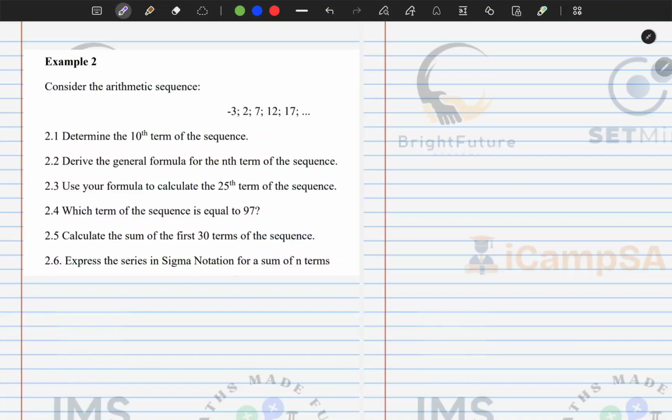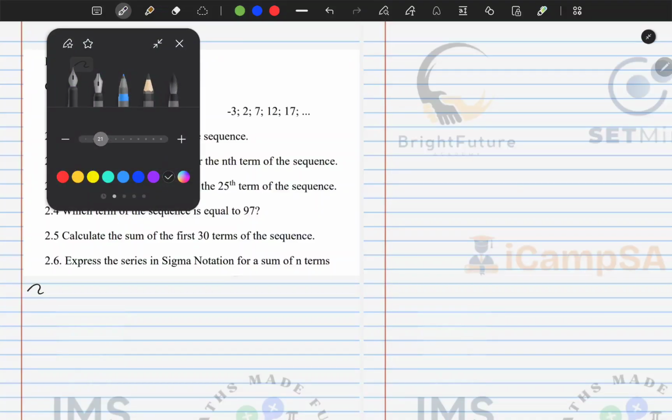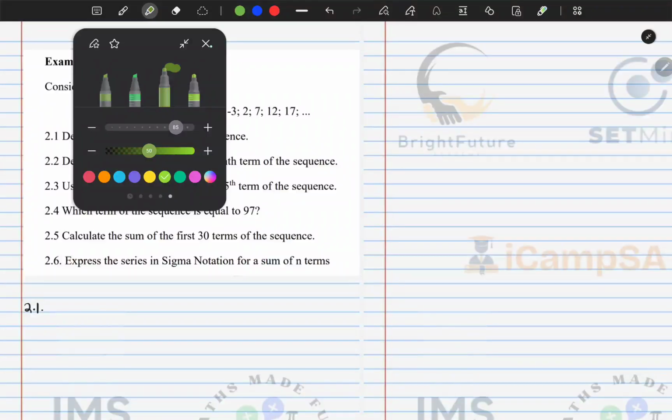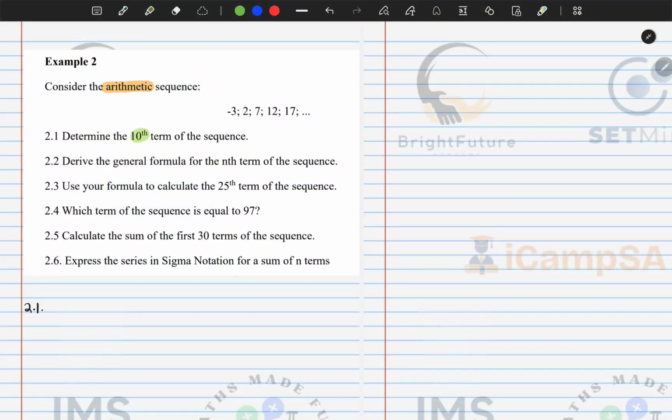Next, let's have a look at example 2, and I advise you to pause the video, have a look at the question, attempt it yourself, and see if you get the same answers. So 2.1. What you should note, as we did previously, is that this is given as an arithmetic sequence, so the first difference will be common, meaning it will be equal for any difference of 2 consecutive terms. We are required to determine T10, the 10th term of the sequence.